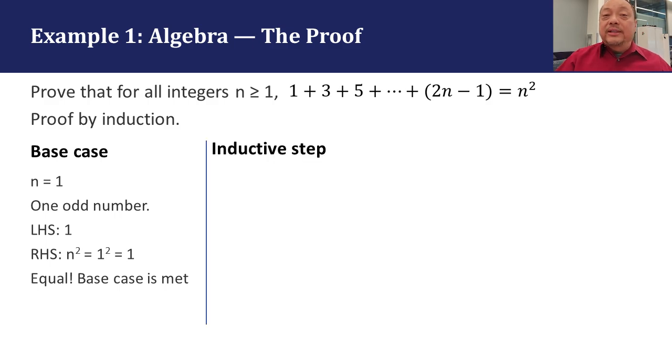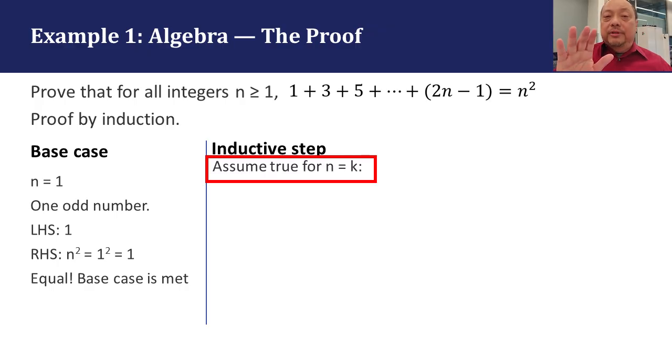Now let's do the inductive step. This is how you write the inductive step. The first line should always be: assume true for n equals k. Remember that k represents an arbitrary integer. We're not choosing a specific value of k. We're proving that the inductive step is true given any k value.